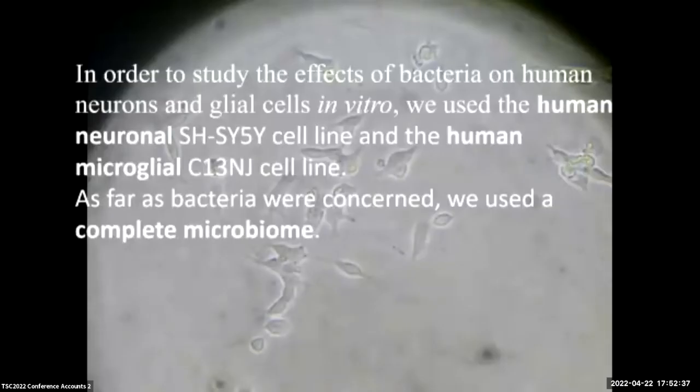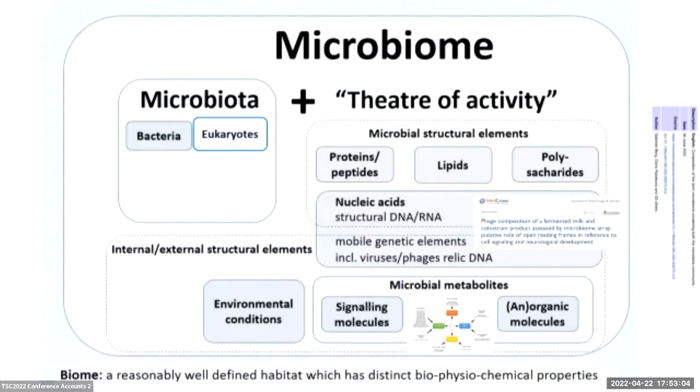So we did some studies in the laboratory, and we used petri dishes with human neuronal cells, the SH-SY5Y cell line, human neuroblastoma cells, and microglial cells. Now, as far as the bacteria were concerned, we decided to use a complete microbiome, not one strain of bacteria, not two strains of bacteria, but a complete microbiome. For those of you who are not familiar with this concept, a microbiome is composed of the microbiota, that is the microbes themselves, plus their theater of activity.